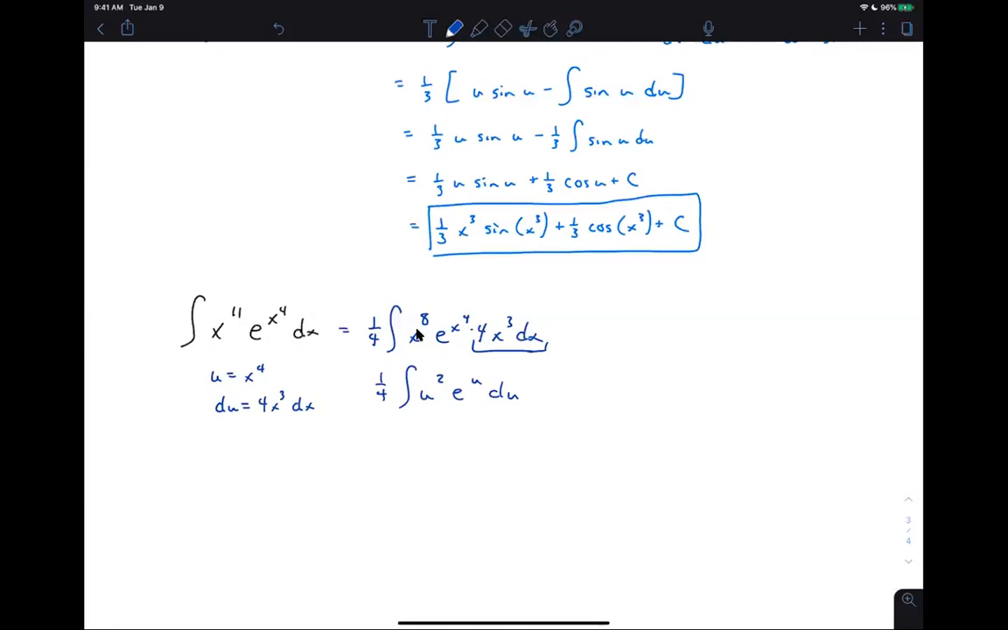You guys good? Now, what if this had been, instead of x to the 8th, x to the 7th at that stage?